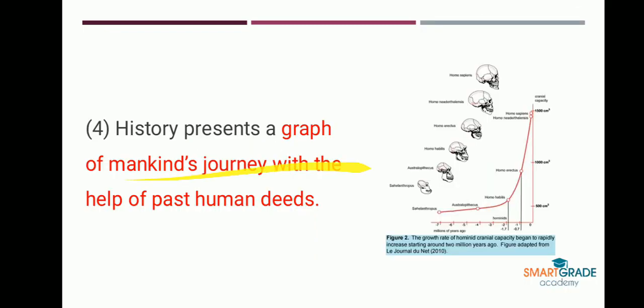History presents a graph of mankind's journey. You can see that mankind has changed and evolved from ancient times to modern ones. So these changes have to be shown in your history book.